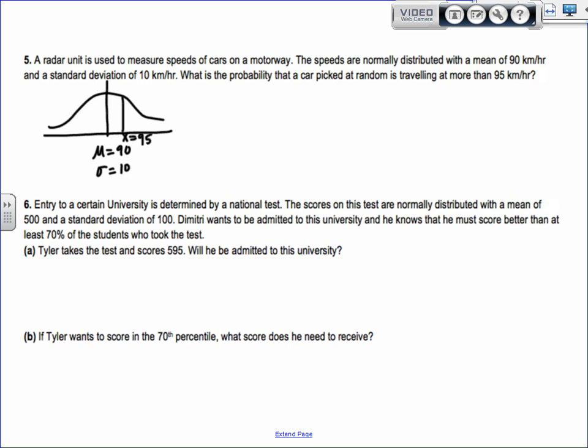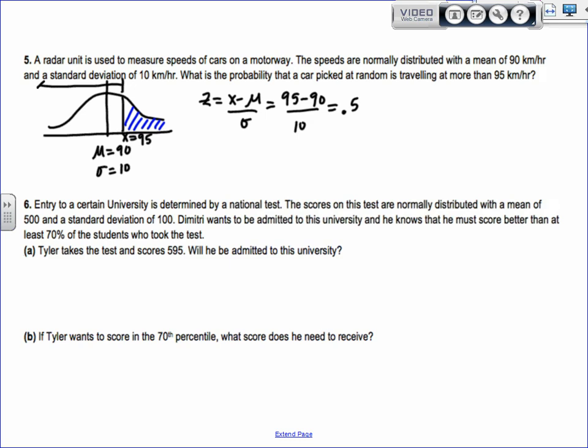Okay, so we're going to shade on the right side. So I need to change it. So I do z equals x minus mu over the standard deviation. So I have 95 minus 90 all over 10. So I get 0.5. So when I look up 0.5 on the table, I have it memorized because I do it so many times, 0.6915. So you can look it up, 0.6915.